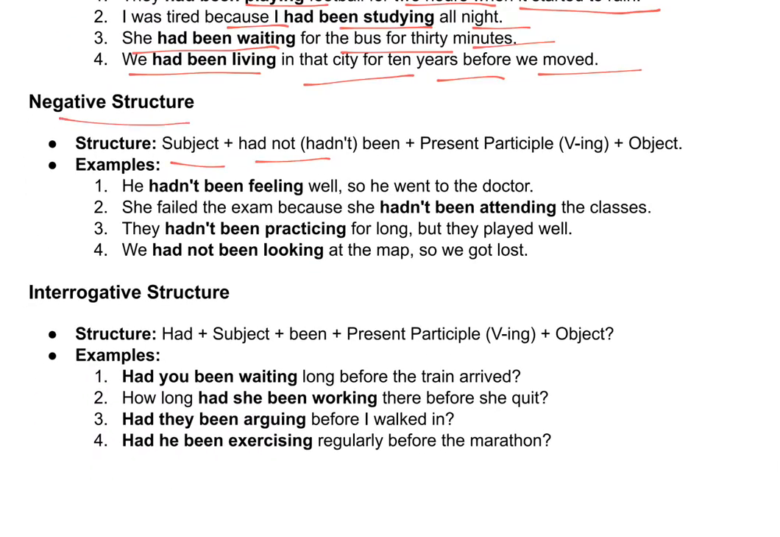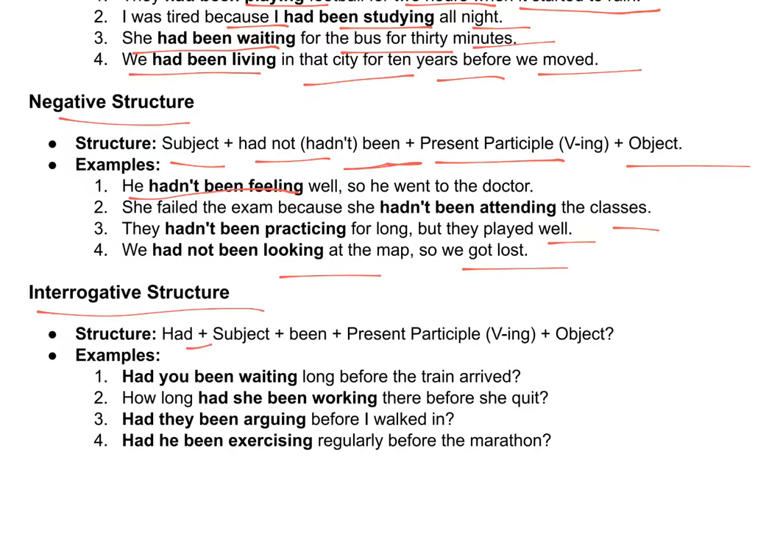Subject plus had not been plus present participle, verb ing form, plus object. Example: he had not been feeling well so he went to the doctor. She failed the exam because she had not been attending the classes. They had not been practicing for long, but they played well. We had not been looking at the map, so we got lost.